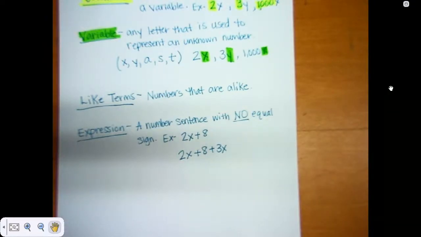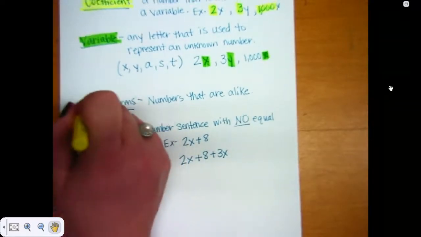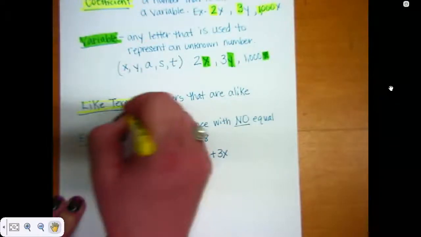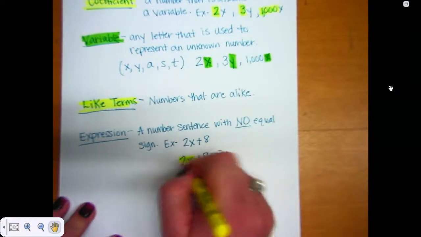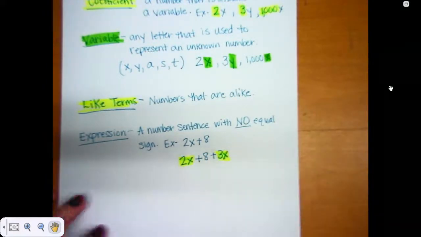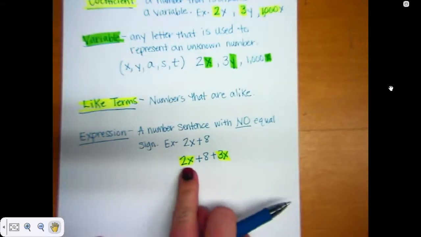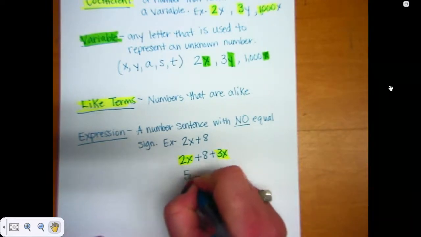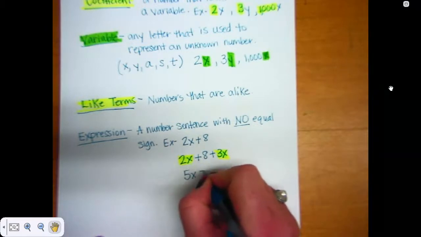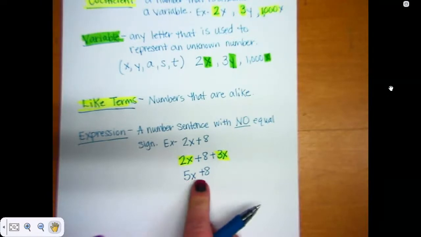We could simplify this expression because we have like terms. So I'm going to do like terms in yellow. I have the like terms 2x and 3x. Why are they alike? They're alike because they both have the variable x. So positive 2x and positive 3x could be simplified to 5x and then just bring this down, plus 8. So I have simplified this expression to 5x plus 8.